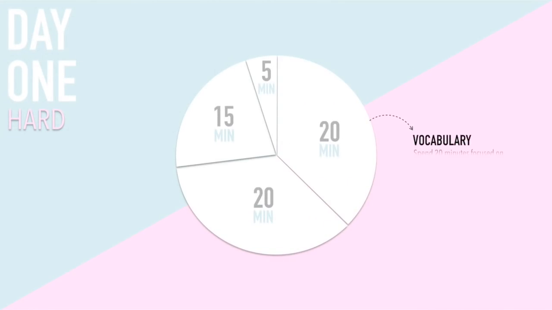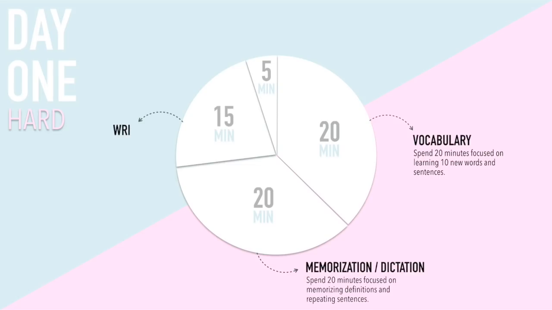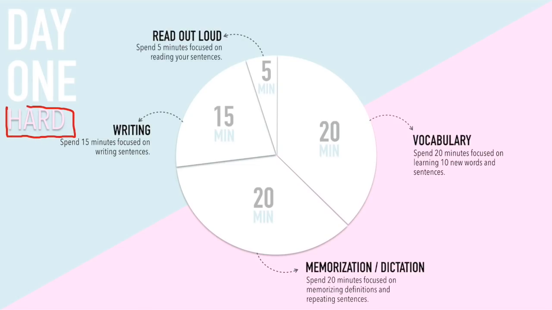All right, so day 1, once again, day 1 is hard, okay? Now, as you'll see, it's broken up into a 60-minute period, okay? So for the first 20 minutes, what you're going to do is focus on vocabulary, okay? You're going to spend 20 minutes focused on learning 10 words and sentences. Now, don't worry. I'm going to go into more detail about each part of this, okay?